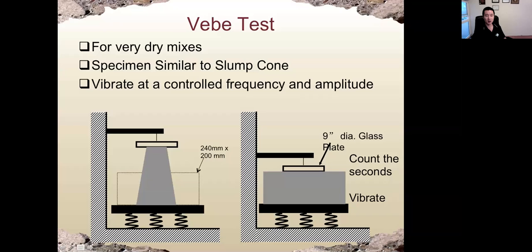The container and the concrete are on top of a vibration table of a certain size. We put a 9-inch diameter glass plate on top and we vibrate the table. So we transfer the energy into the concrete and we count how many seconds it takes for the glass plate to push the concrete into that container. Again, this is for very dry mix. The VB test is not used as commonly as the slump test.